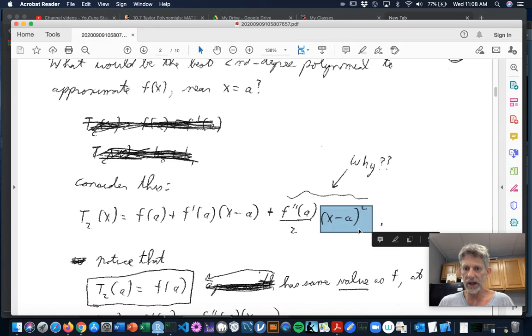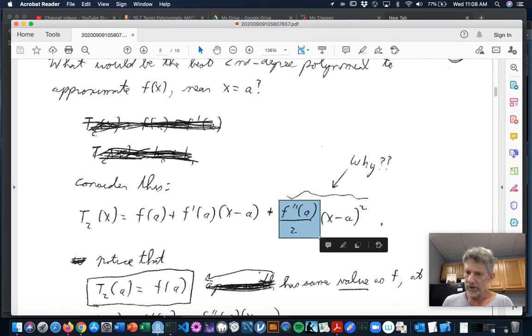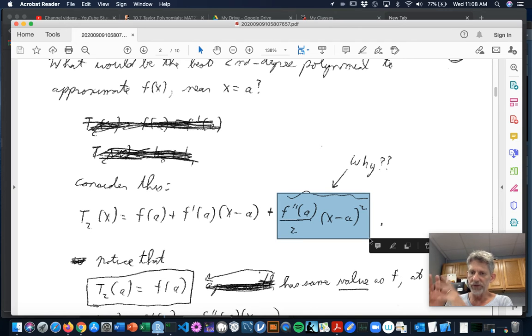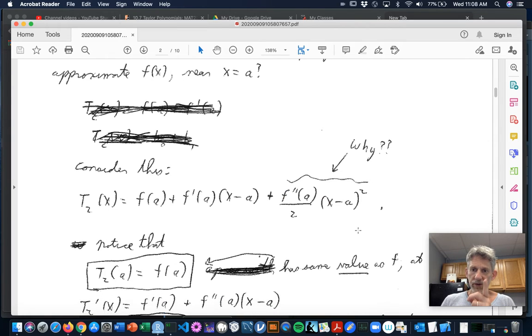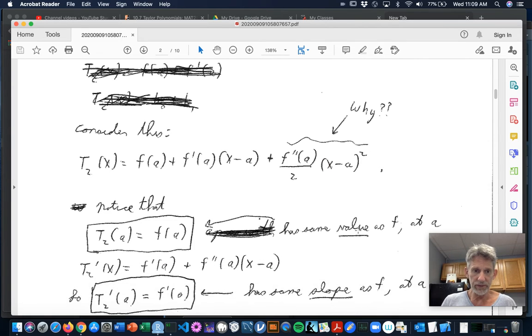See this second power of x minus a? The coefficient has a second derivative of f at a, but there's also a 2 at the bottom. And so you may wonder, why do I suggest that as the way to finish off this second-degree polynomial? Well, here's why I'm suggesting this.